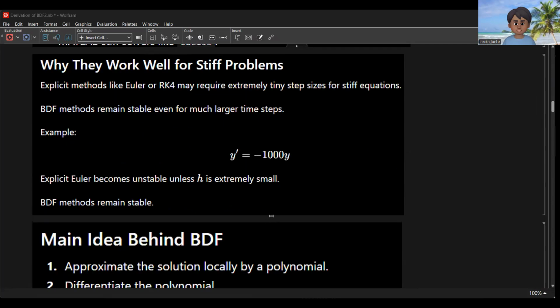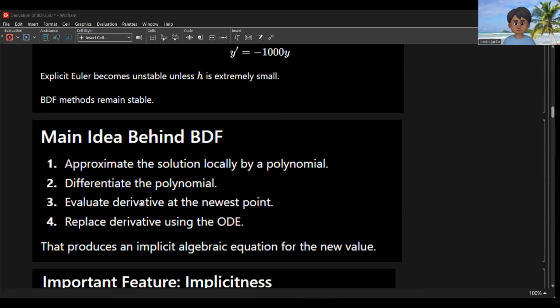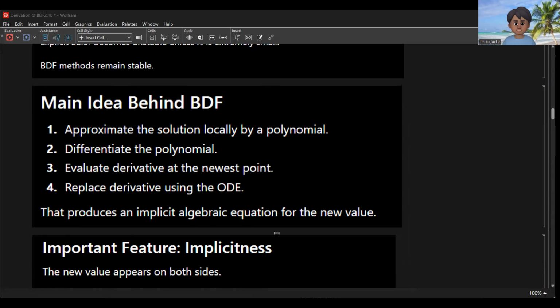So we have an example here, y prime equal to negative 100y. The explicit Euler becomes unstable unless h here is extremely small. So the BDF method remains stable here. The main idea behind a BDF: approximate the solution locally by a polynomial, differentiate the polynomial, evaluate the derivative at the newest point, and replace the derivative using the ODE. That produces an implicit algebraic equation for the new value.